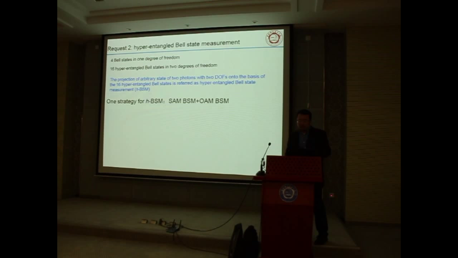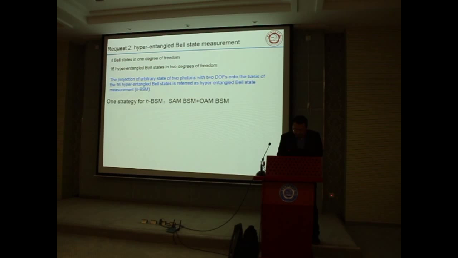The second is hyperentangled Bell state measurement. Previous quantum teleportation needs to distinguish one from the other three. Now we need to distinguish one from the other 15. This is a real challenge. And we made some tries. The first try is to do it one by one. First, we carry out the SAM Bell state measurement, then the OAM Bell state measurement.